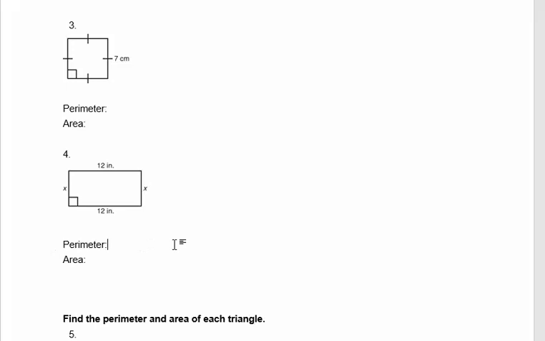So in number 4, your answer is going to be, for the perimeter, you add up all the way around, so 12 plus X plus 12 plus X, and then you just simplify that. So you add your like terms, 12 plus 12 is 24, X plus X is 2X. And then you leave your answer like that. For the area is equal to base times height, so 12 times X, that's it. You can't do anything else after that, so you just leave your answer as 12X.